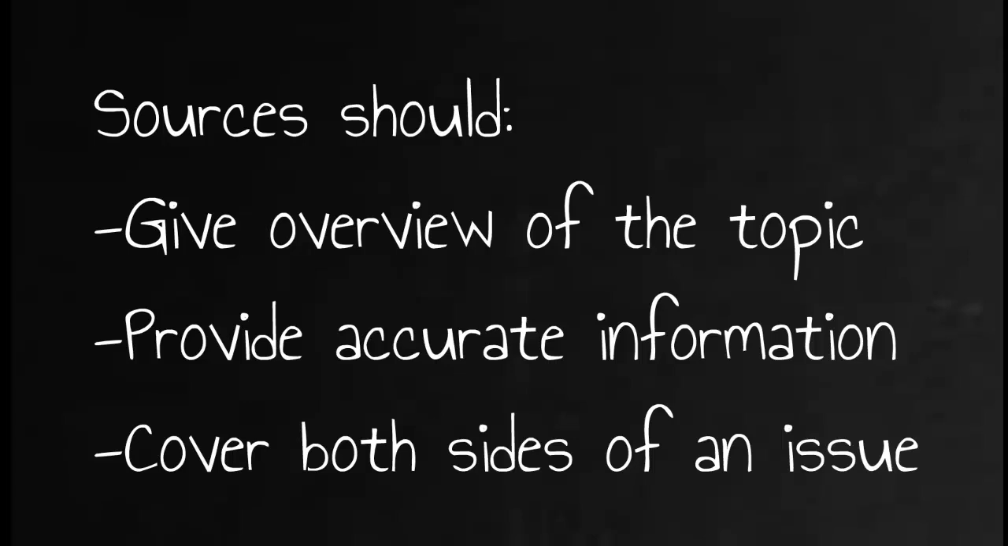As part of the assignment, and in other papers that you'll write in the future, you'll need to select a variety of sources in order to best support your argument or topic. You'll want sources that give you a good overview of the topic, provide accurate information, and cover both sides of the issue. Sam's topic is somewhat controversial. He'll want to make sure that he has information that supports both sides of the argument, and not just one.